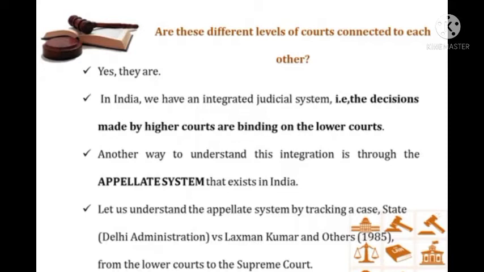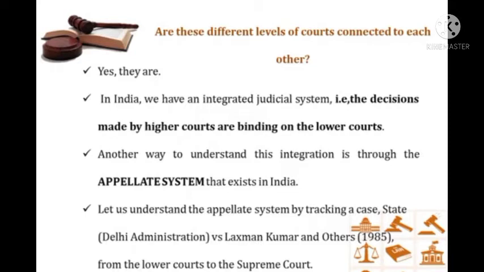Are these different levels of courts connected to each other? Yes, they are. In India, we have an integrated judicial system, meaning that the decisions made by high courts are binding on the lower courts. Another way to understand this integration is through the appellate system that exists in India. This means that a person can appeal to higher courts if they believe that the judgment passed by the lower courts is not just. Let us understand what we mean by the appellate system by tracking a case.